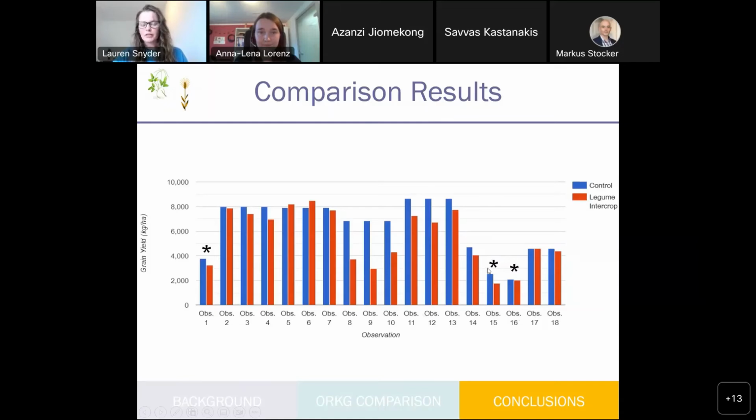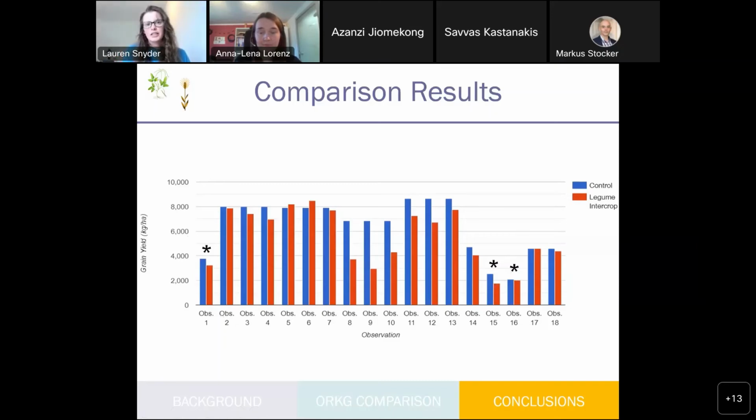And then a star represents a statistical difference between the monoculture yield represented in blue and the intercrop yield represented in red. So if we look at this just briefly, we can see that in most instances, there was no significant difference in the yield of the monocultures compared to the legume intercrops. So this suggests that maybe in most instances we could implement legume intercrops without sacrificing yield. However, there are 3 instances where there was a yield loss when we incorporated the legume intercrops.